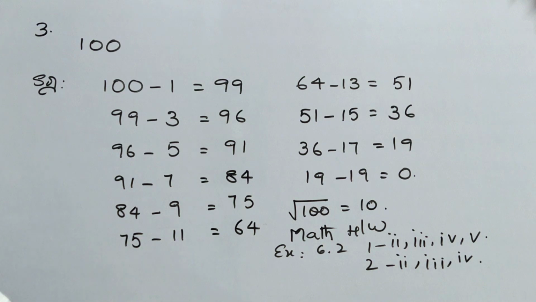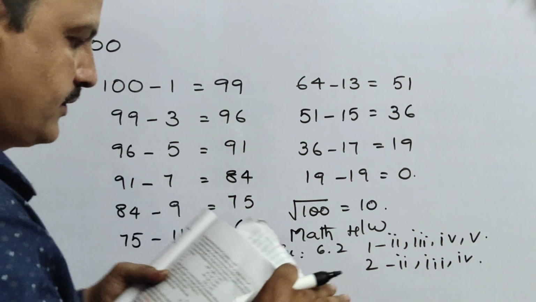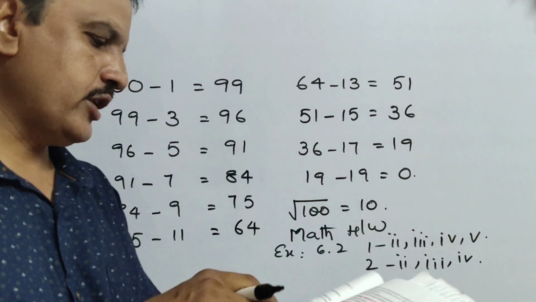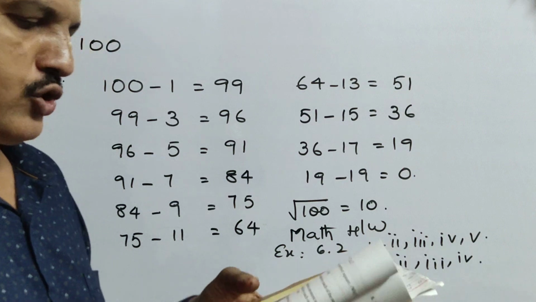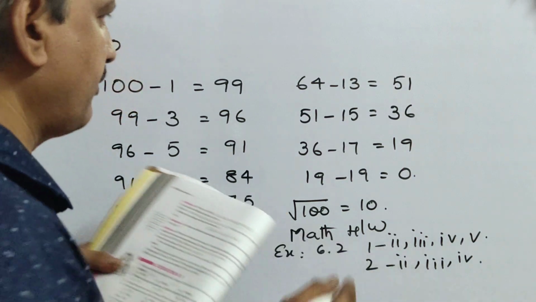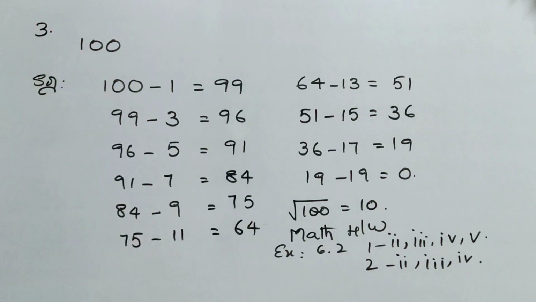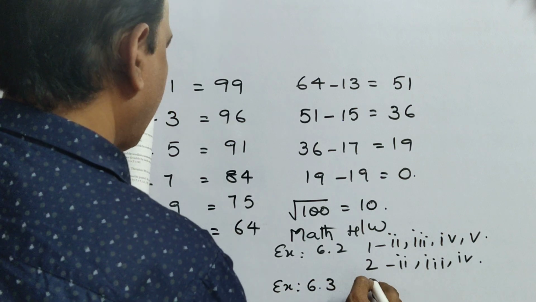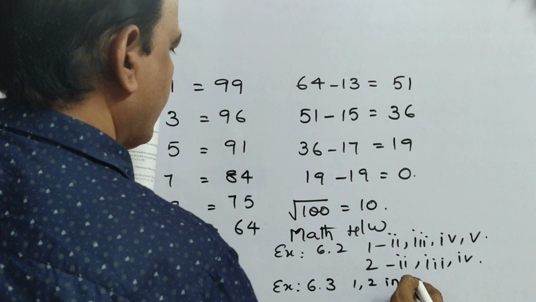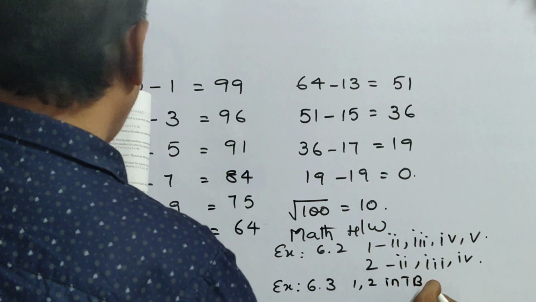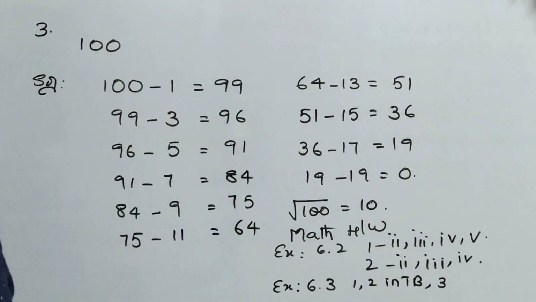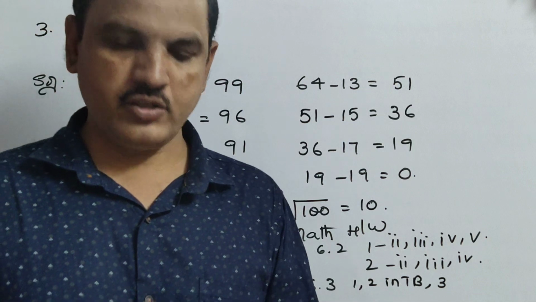Coming to exercise 6.3. As I told you, do it in the textbook itself, the first Roman and second Roman. And the third Roman, you know what is left, the sum left, 169. That one is also homework. So up to here it is your homework.